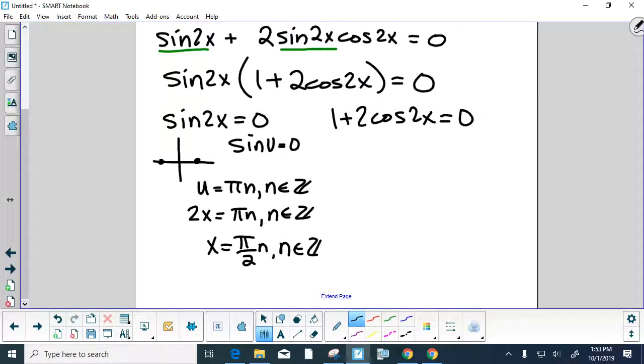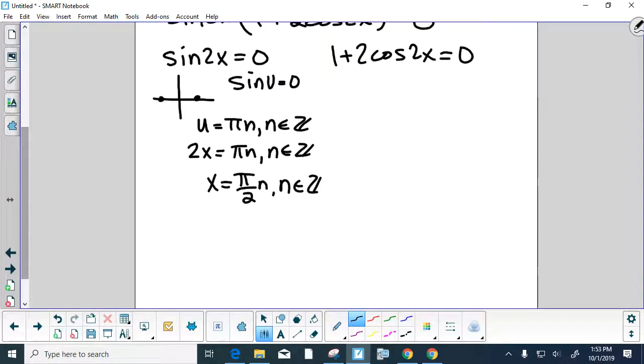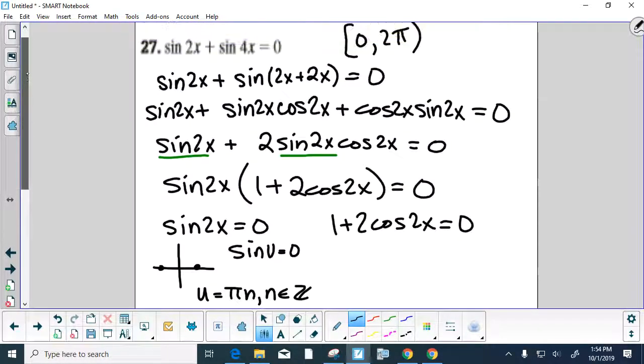But I only need to answer between 0 and 2 pi, so I'm going to let n equal 0. Because n is an integer, right? If n is equal to 0, I get x equals. What happens when I let n equal 1? Oh, nice. What happens when I let n equal 2? Alright. What happens when I let n equal 3, pi over 2? Now I can let n equal 4, but then remember my interval is exclusive of the 2 pi, right?